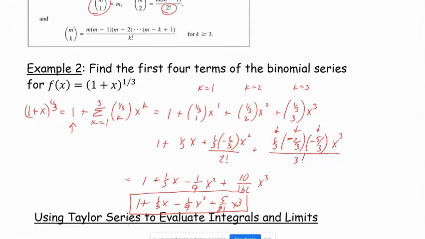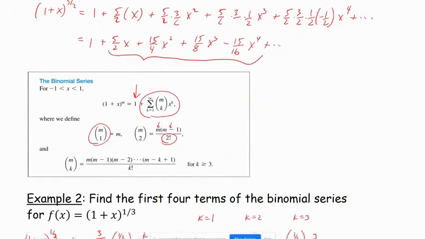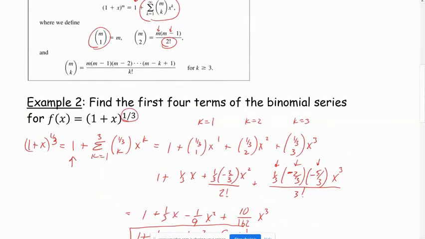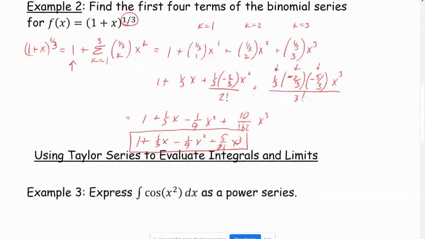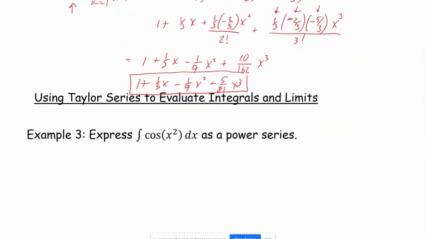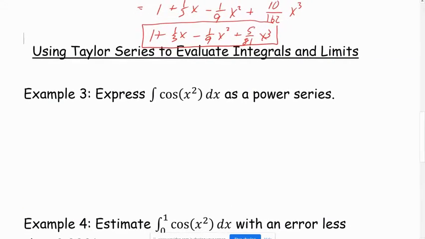So we did the first example with the power being 5/3, or sorry, 5/2. And then we did the second example using m equals 3/2. Another application of Taylor series is using Taylor series to evaluate integrals that might be otherwise difficult to evaluate. So for example, finding the antiderivative of cosine of x squared is not easy to find the antiderivative for cosine of x squared.